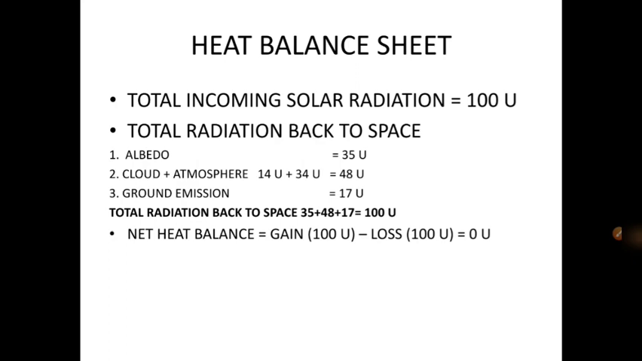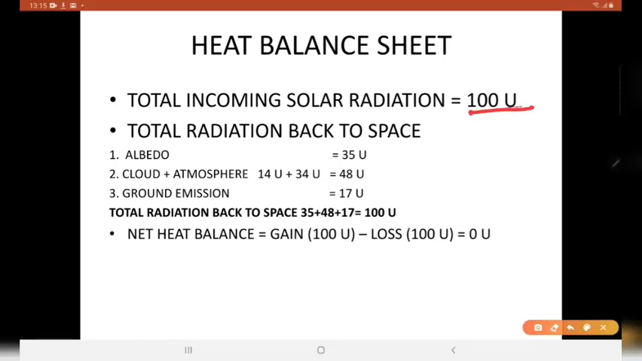Now, the heat balance sheet. You know, total incoming solar radiation is 100 unit, and the total radiation back to space, the first is albedo, which is 35 unit, cloud and atmosphere is 48 unit, that is 14 unit by cloud and 34 unit by atmosphere, and then ground emission is 17 unit. When we add all these, we will get 100 unit. So, net heat balance is equal to gain, that is 100 unit, minus loss 100 unit, that is 0 unit. So, that is all about heat balance of the earth.